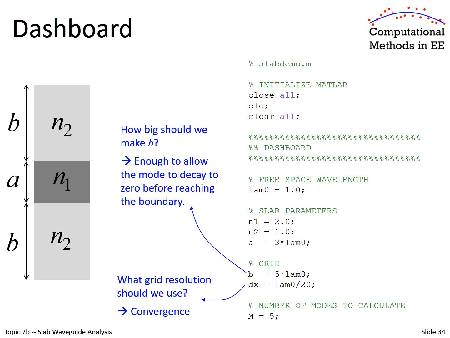And the very last thing on our dashboard is the number of modes to calculate. So we're only calculating the first 5 here, but we can change that just by setting that to a different number. Okay, on to the next step.